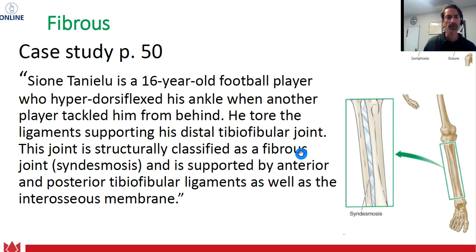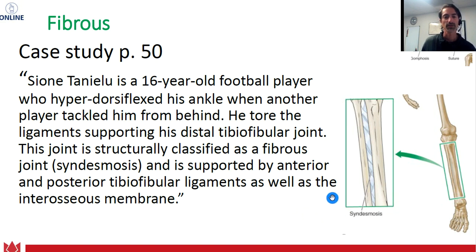So let's start with a little case study from the book. So this is page 50 of the 6th edition of the textbook. On the left-hand side, it talks about Sion Tenelu, a 16-year-old football player who hyper-dorsiflexed his ankle. So what does it mean to hyper-dorsiflex his ankle? Well, that's going to mean bringing the toes back up towards the knees, or in a superior or proximal direction, excessive dorsiflexion when he was tackled from behind.